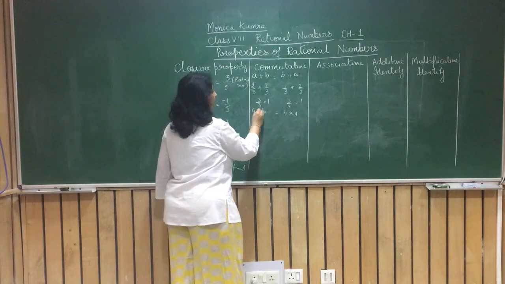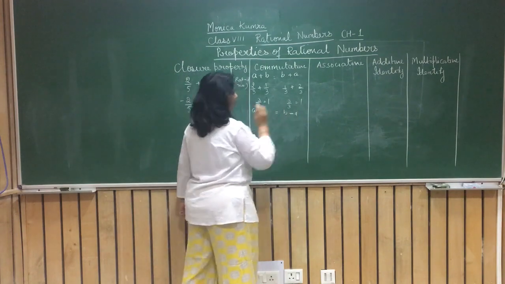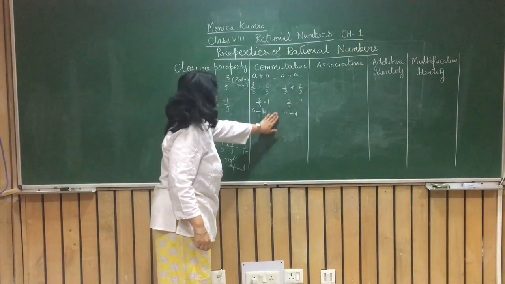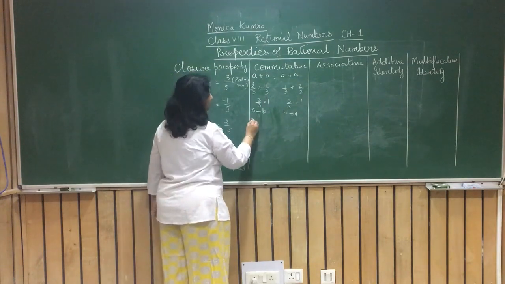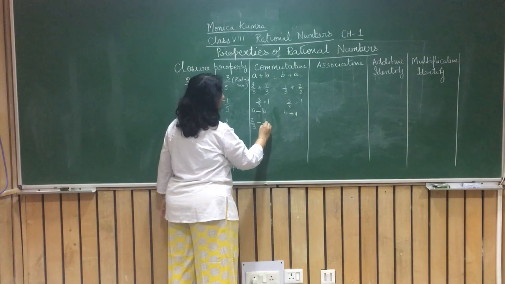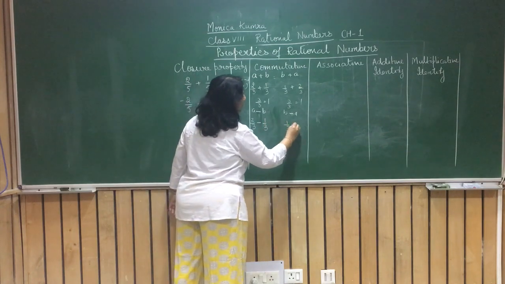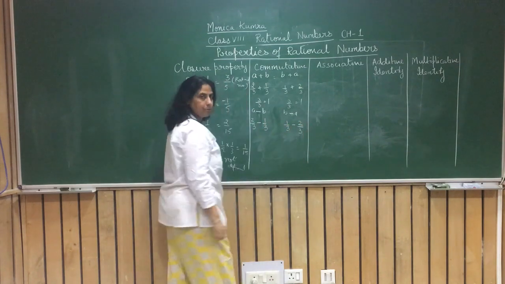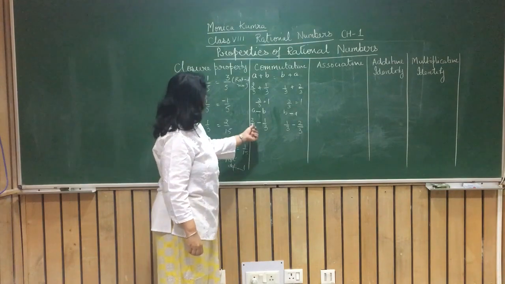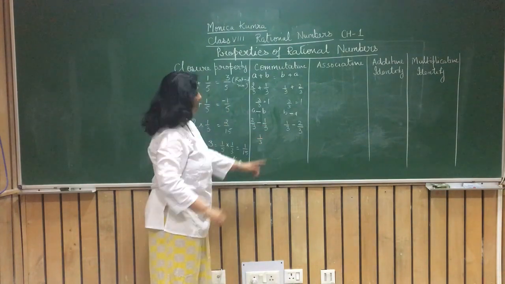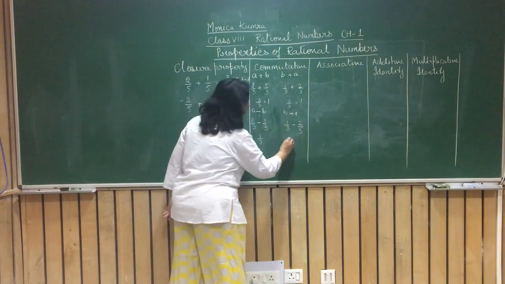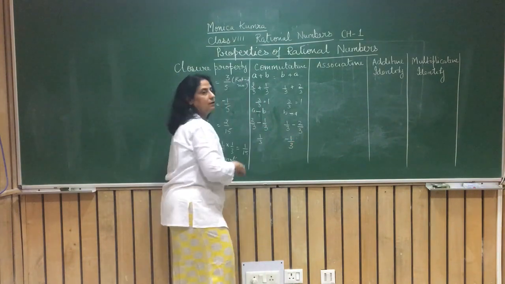A minus B and B minus A. Let me check whether they are coming out to be equal or not. So I'll take the same numbers, 2 by 3 minus 1 by 3 and 1 by 3 minus 2 by 3. Clear? So 2 upon 3 minus 1 upon 3 will give me 1 by 3, and 1 by 3 minus 2 upon 3 will give me minus 1 by 3.